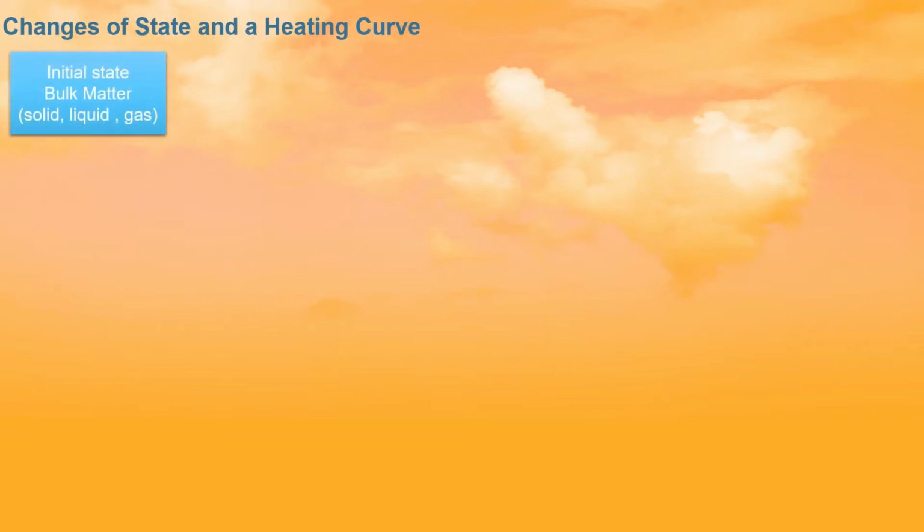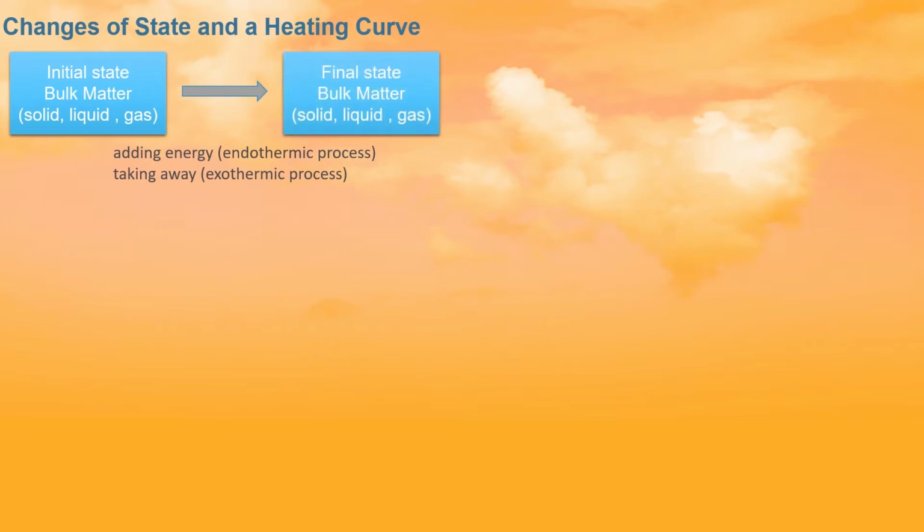We start with bulk matter in an initial phase state, solid, liquid, or gas, at constant pressure. Add energy, an endothermic process, or take away energy, an exothermic process, from the matter, and end with the result where we have turned the bulk matter into a different phase state, solid, liquid, or gas.